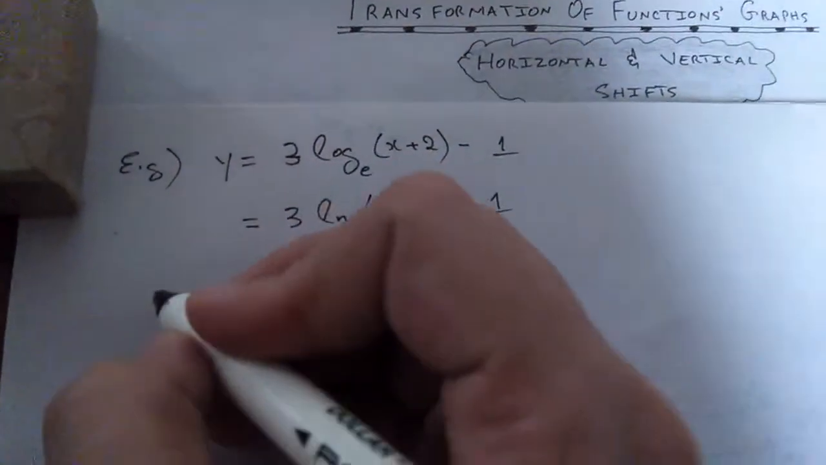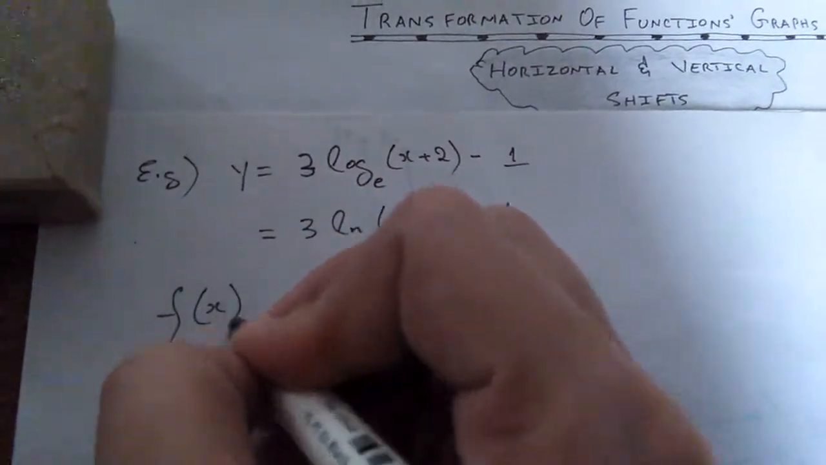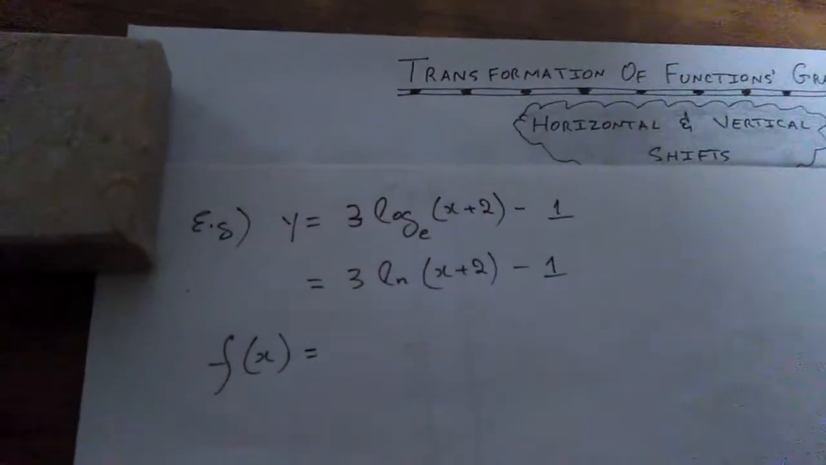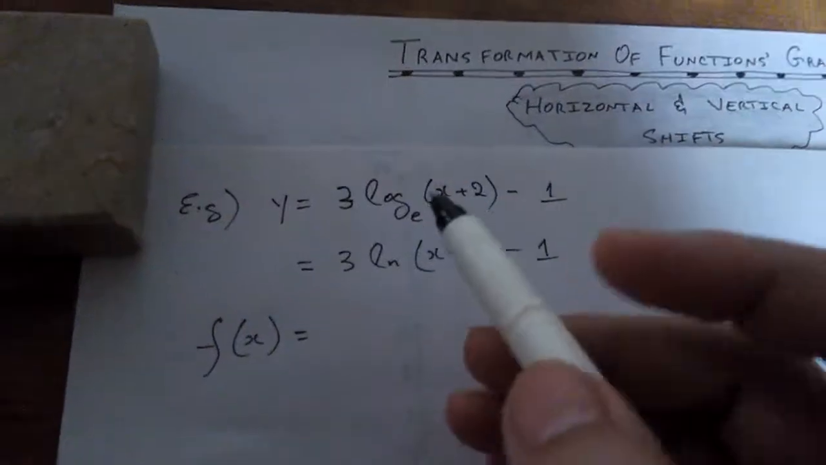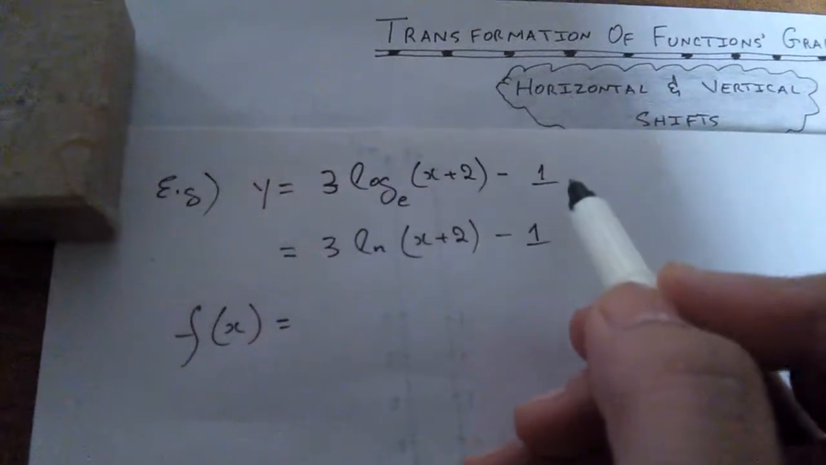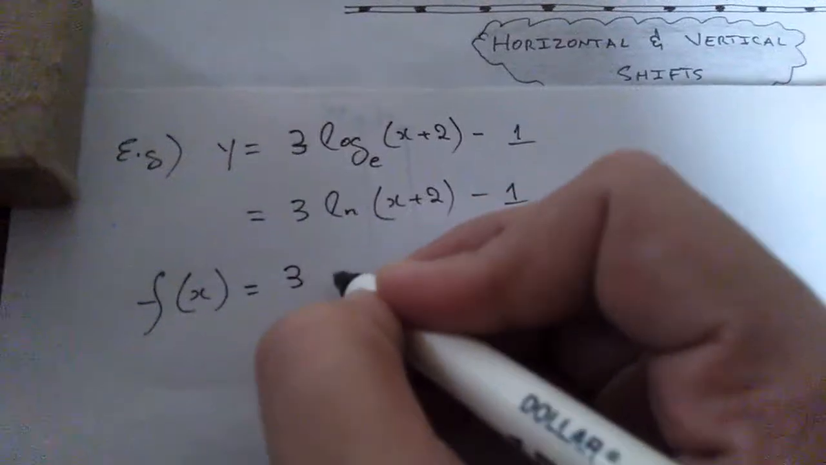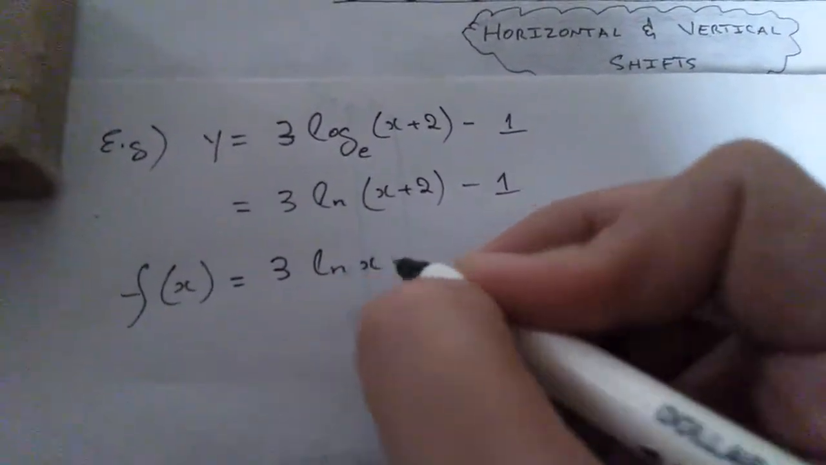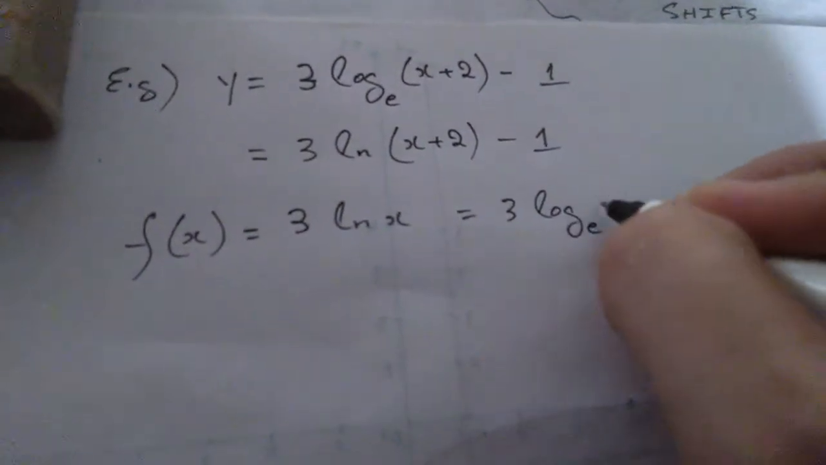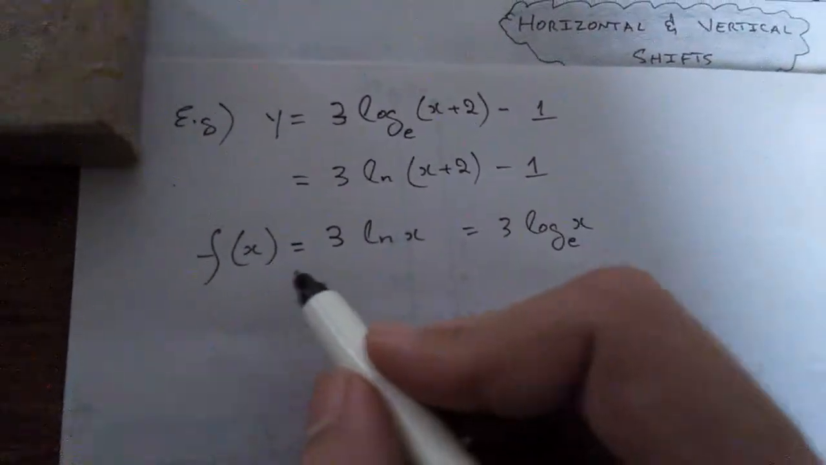For that purpose, you have to assume some f of x here. So let me take the f of x over here. You can see that the foundation function f of x is going to be 3 times ln x. Also you can write it as 3 times log of base e of x. That means the same thing. So this is going to be your f of x.